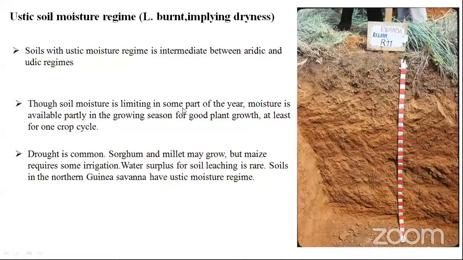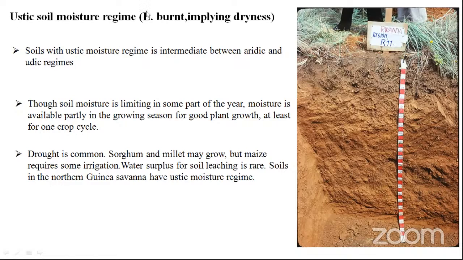Coming to the ustic moisture regime, implying dryness. It has characteristics somewhat between the aridic and udic, students. It will be very intermediate. The soil moisture is somewhat limiting in some parts. It will be very limited. Moisture is available during the plant growing season for a good crop. We can grow at least one crop a season. So the moisture conditions here are somewhat like this.